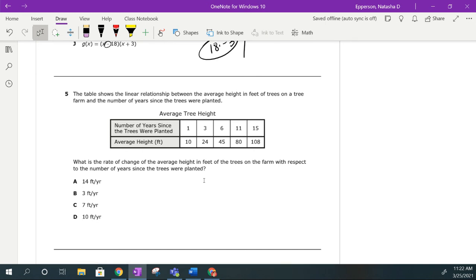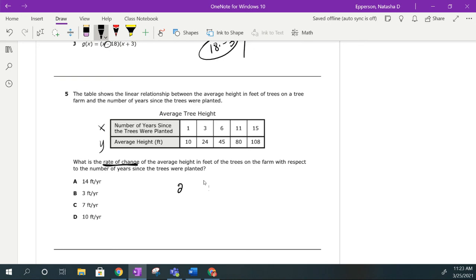All right, so number 5. We have a linear relationship of the average height of the tree. We want the rate of change of the average height of the trees. So all we're looking for is that ratio. Be very careful. We're looking at the average height. This top one is our x and the bottom ones are y. So this is going to be 10 divided by 1 or 24 divided by 3. Sorry, nope, my apologies.